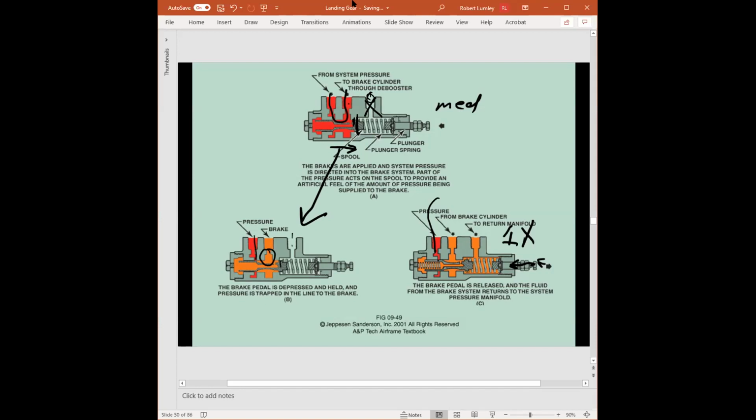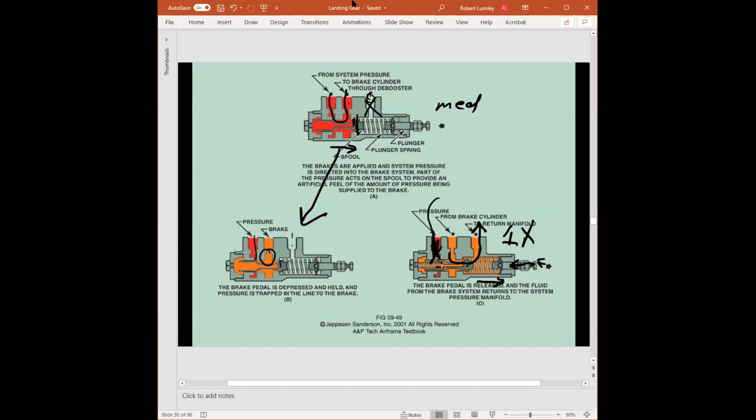The spool valve moves over to open up the system pressure to go to the brake cylinder. Once that pressure builds up to correspond with how hard the pilot is applying the brakes, the spool valve moves over to trap that fluid. If the pilot releases the pressure, right, the spool valve now keeps the system pressure blocked, but opens a passageway to return some of the pressure to the reservoir.